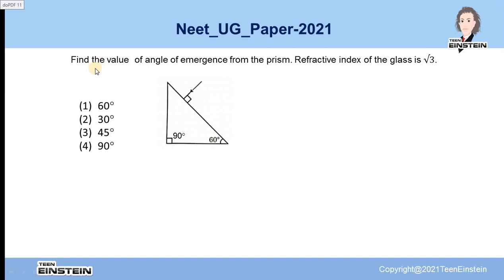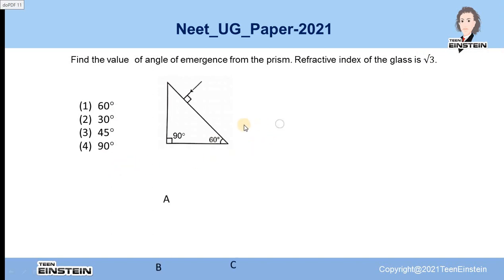And with respect to this figure, you have to find out the angle of emergence from the prism, where the refractive index of the glass is given as root 3. And there are 4 options. You have to choose which one to be the correct one.